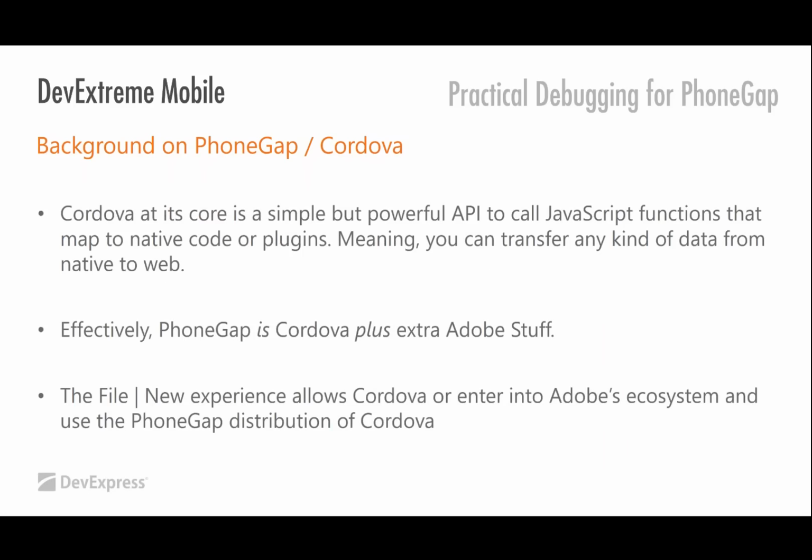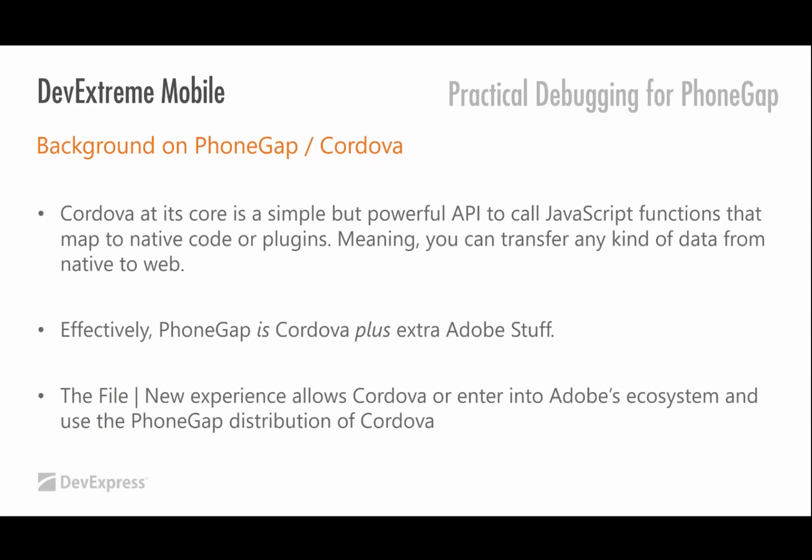Now, Cordova itself is really just a simple set of APIs, albeit powerful. They're used to call JavaScript functions that map to native code and plugins. This effectively means that you can transfer any kind of data from native to web. One thing that people don't always realize is that Cordova is capable of pretty much anything you need to do on mobile. It's got a really powerful low-level API that comes with some pre-made functions, as well as the ability to create plugins and do your own thing. So the only limitation is your ability to create a plugin if it's not there, and the ecosystem is growing all the time. And that's Cordova in itself. Then PhoneGap really is Cordova plus all the extra things that Adobe brings to it.